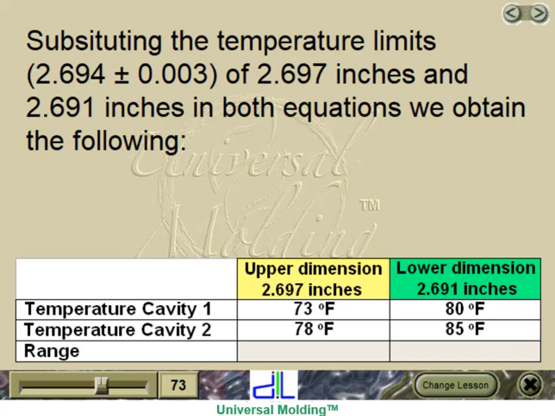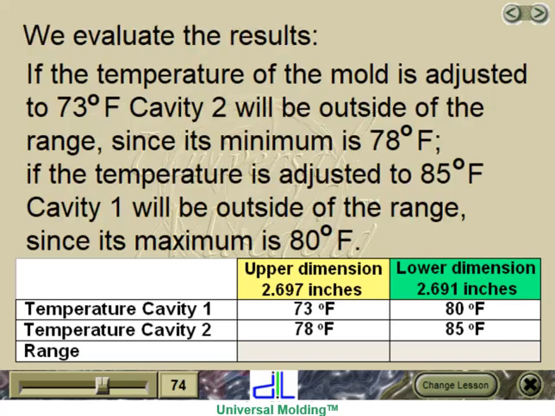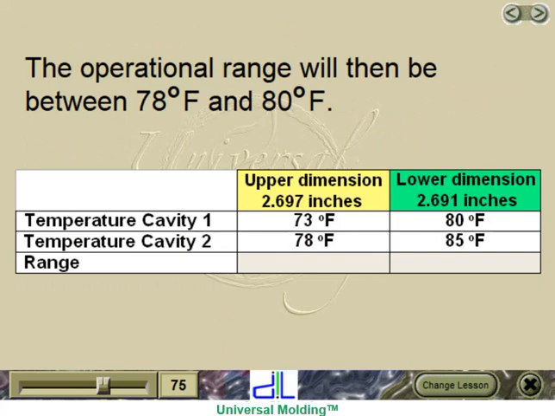We evaluate the results. If the temperature of the mold is adjusted to 73 degrees Fahrenheit, cavity 2 will be outside of the range, since its minimum is 78 degrees Fahrenheit. If the temperature is adjusted to 85 degrees Fahrenheit, cavity 1 will be outside the range, since its maximum is 80 degrees Fahrenheit. The operational range will then be between 78 degrees Fahrenheit and 80 degrees Fahrenheit.